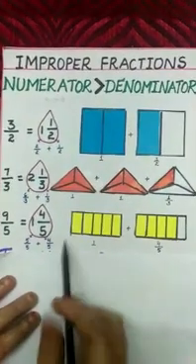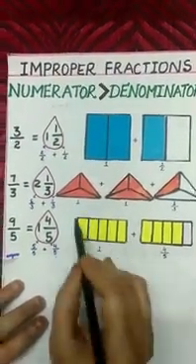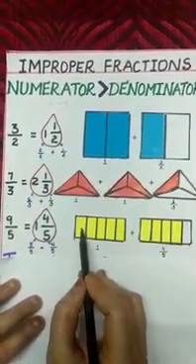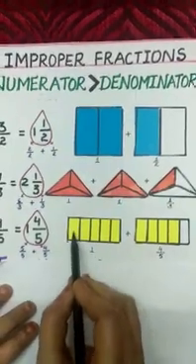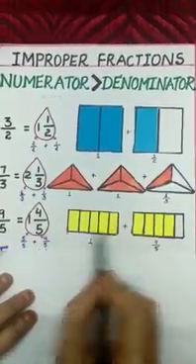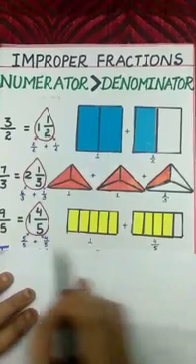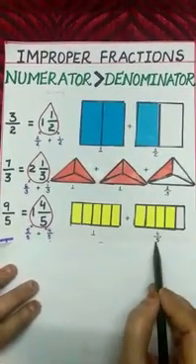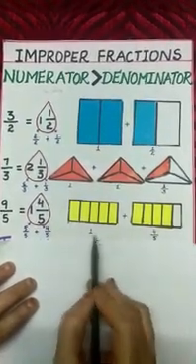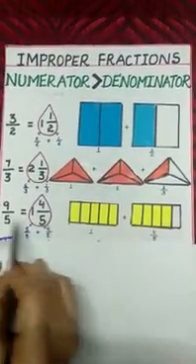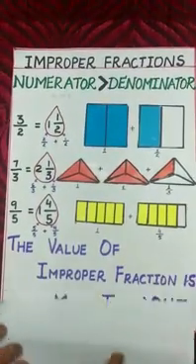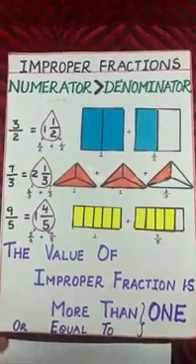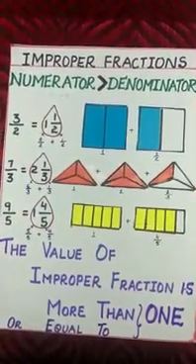Now see the pictorial representation here. Take the whole part, divide it into 5 equal parts where each part represents 1 by 5. How many 1 by 5s do we have here? 1, 2, 3, 4, 5. So 5 by 5, and the next one is 4 by 5. Again take the same whole and divide it into 5 equal parts and select 4 parts, where this 1 plus 4 by 5 is the same as 9 by 5. It means that the value of an improper fraction is more than 1 and sometimes it is equal to 1. Now shall we do the activity?